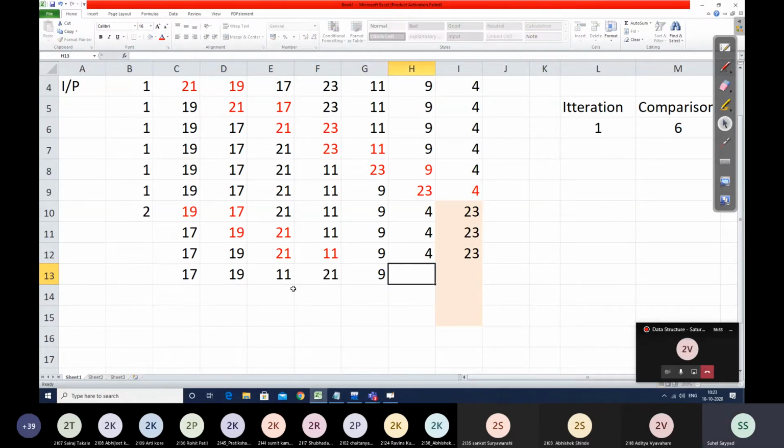Next time the comparison will take place between 21 and 9. So a swap will take place again in this situation also. Correct? And finally, the comparison will be done between 21 and 4. 17, 19, 11, 9, 4 and 21 will be our output.